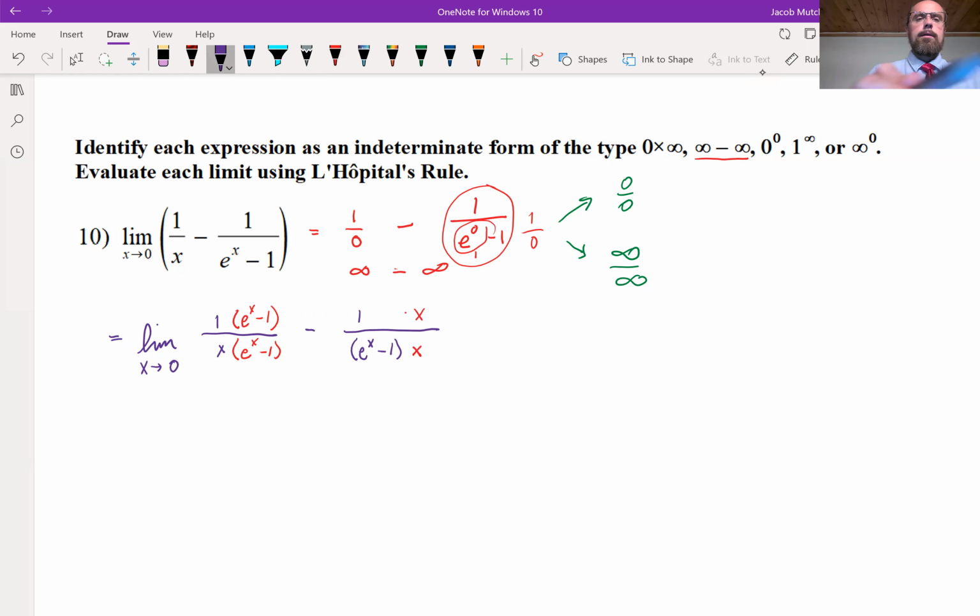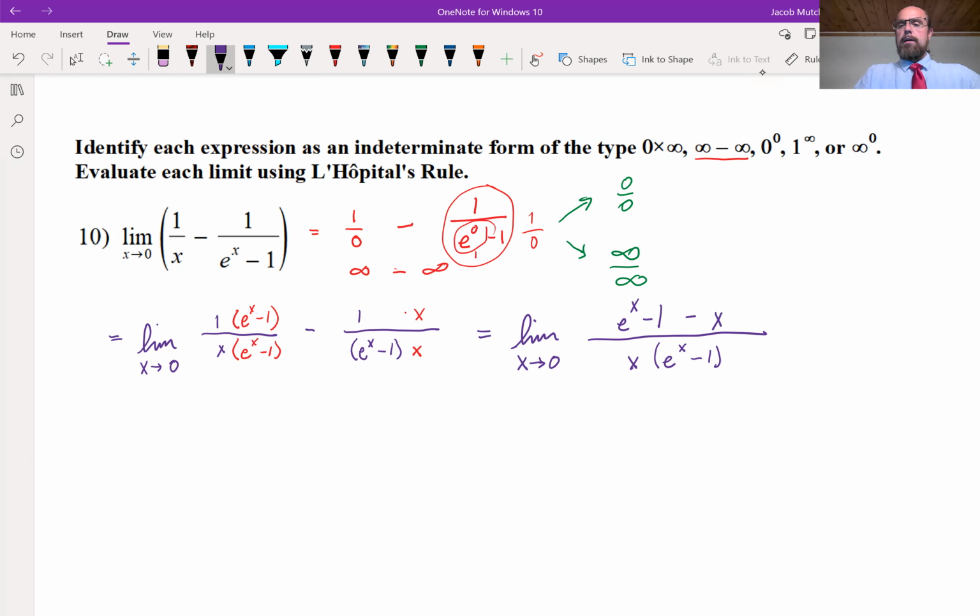And that allows me to combine my two fractions as one. This is now the limit as x approaches 0. My common denominator is going to be x times parentheses e to the power of x minus 1. And my numerator is going to be 1 times e to the power of x minus 1. So e to the power of x minus 1 minus 1 times x, which is just x.